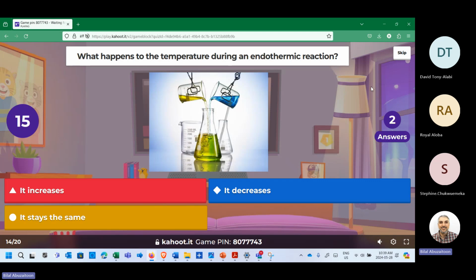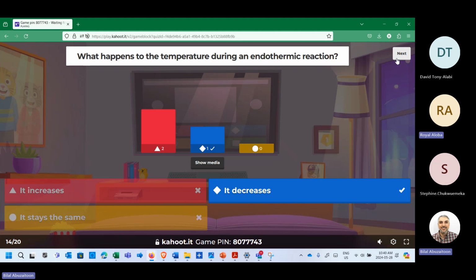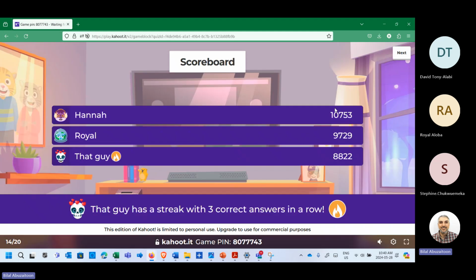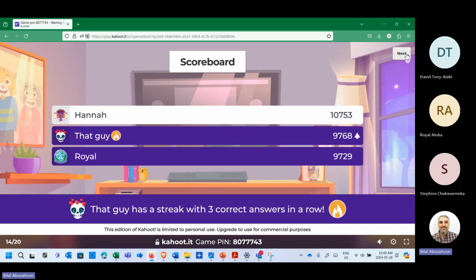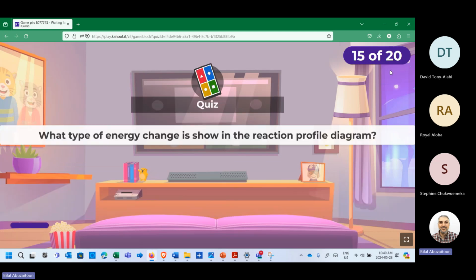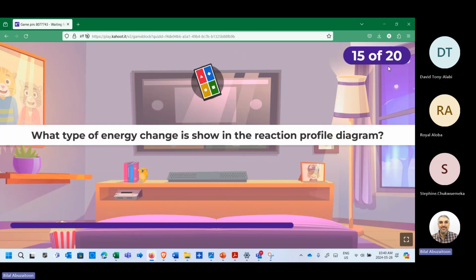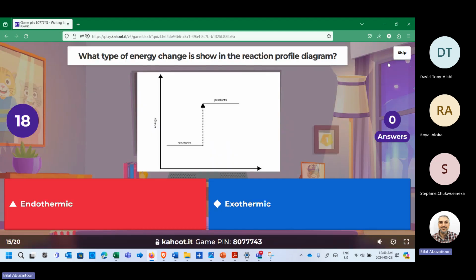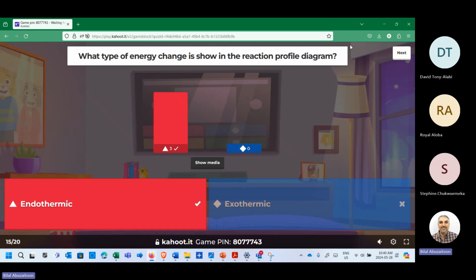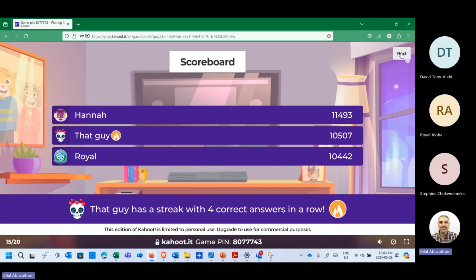What happens to the temperature during an endothermic reaction? Don't rush. It's too competitive. Hannah is still in the top place. I thought it increases. I know, I know. We just discussed something similar to this. Yes. Absorbing heat through the path.